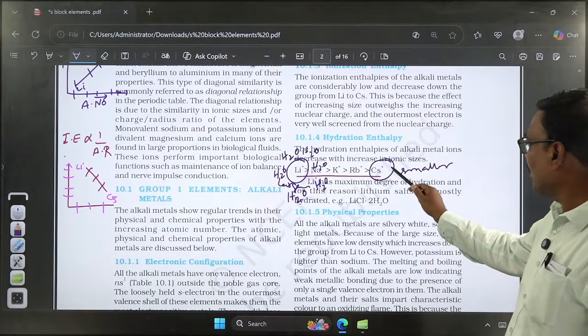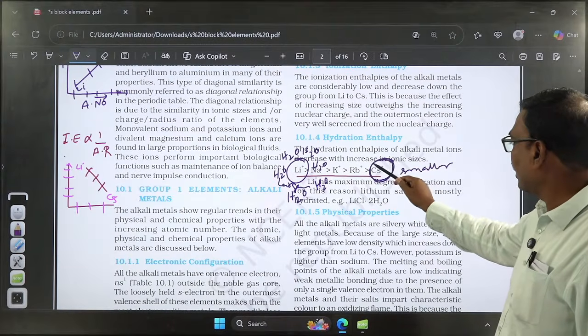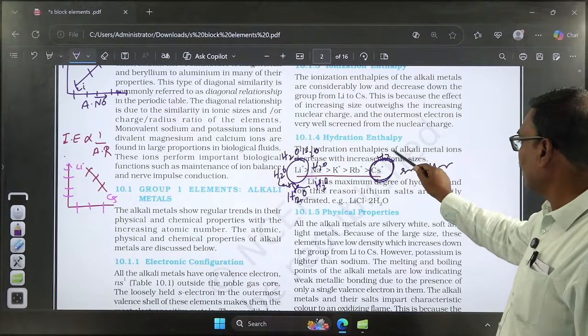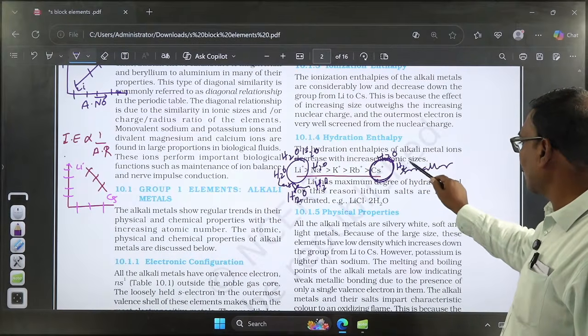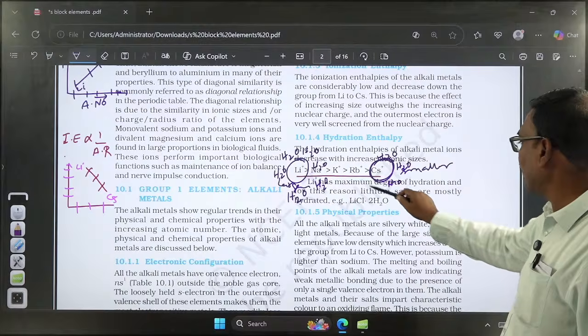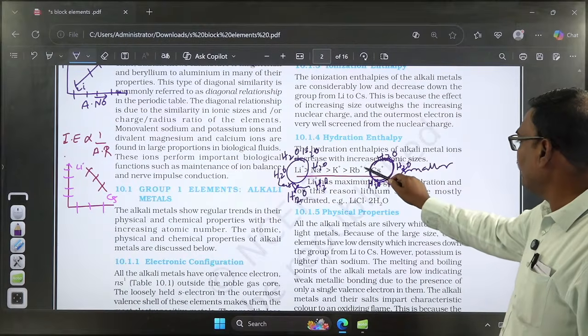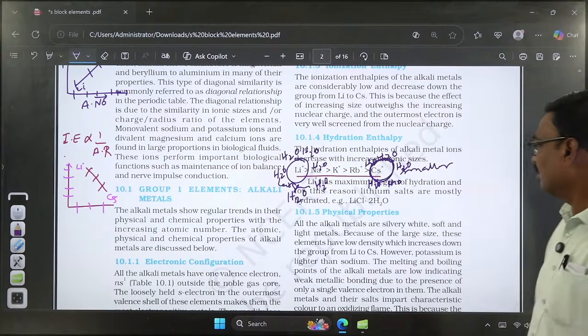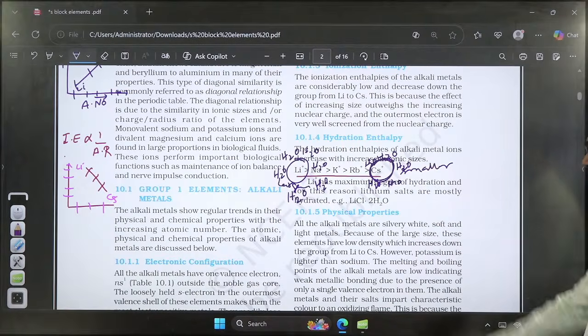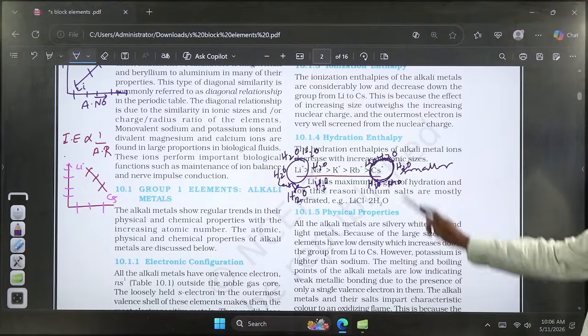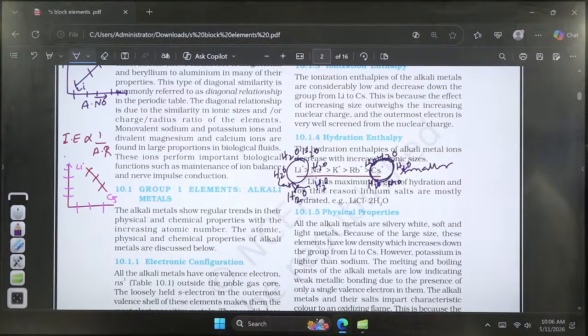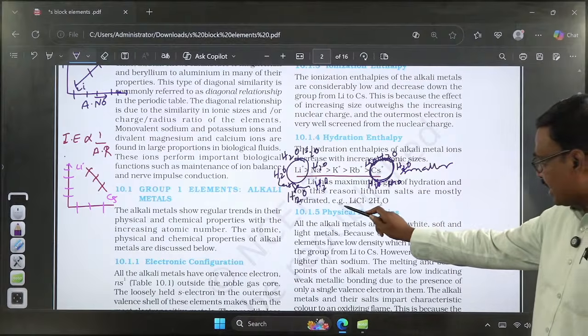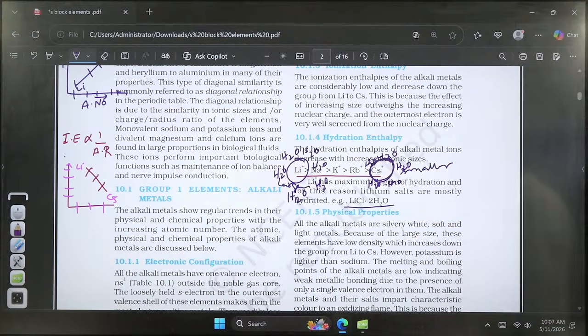In case of cesium, the normal cesium ion is the larger one. Whenever that larger cation is surrounded by fewer water molecules, the hydrated size will be lesser. That's why in the hydrated state, lithium plus is the larger one and cesium plus is the smaller one. For this, an example is also given: lithium chloride.